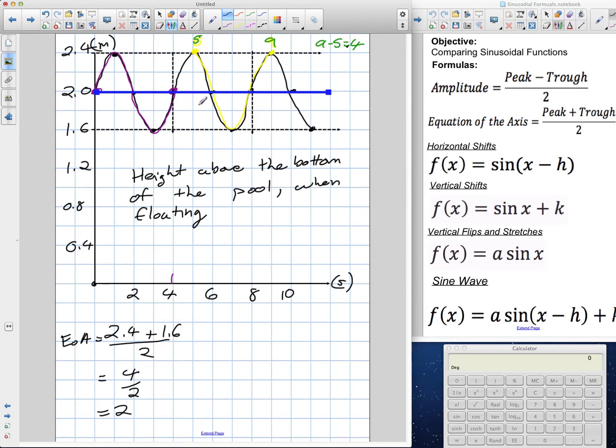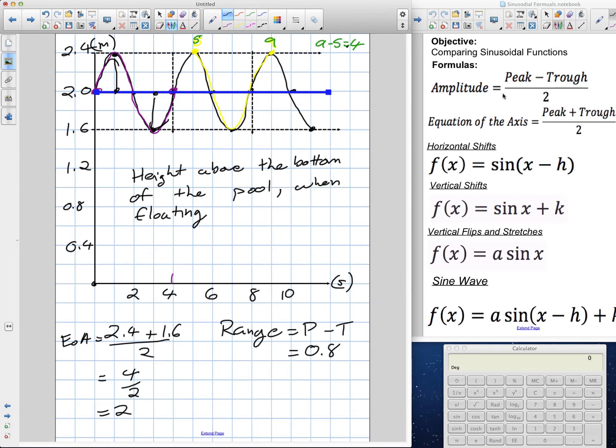What is the amplitude of this? 0.8? That will be the range, which is something we didn't talk about. The amplitude is 0.4. That's how far from the equation of the axis to the top and the bottom. So the range is the peak minus the trough: 2.4 subtract 1.6, and our range in this one would be 0.8.